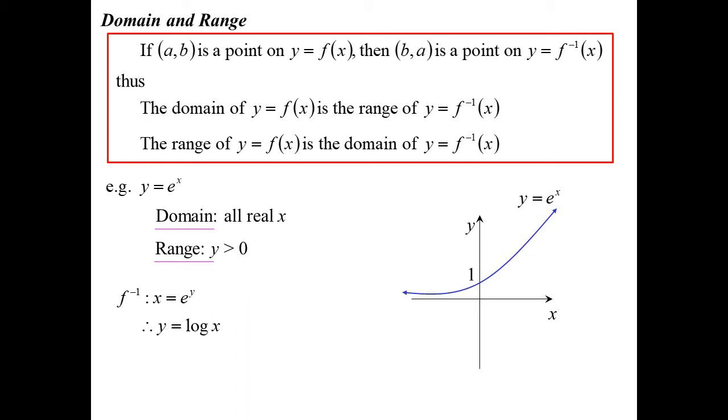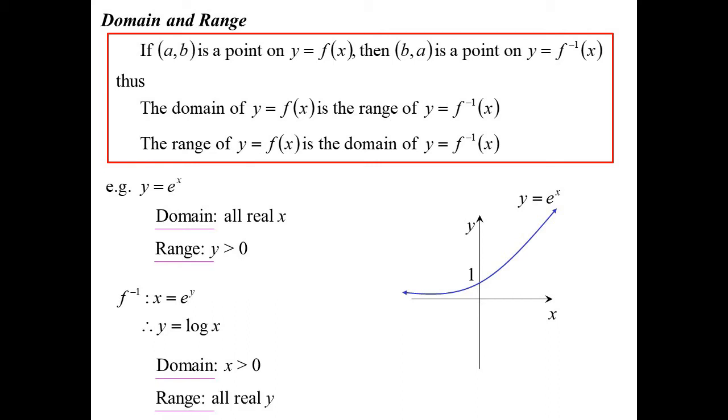Okay, now I'm finding the inverse. I swap the x and the y's around, and to undo exponentials we log both sides, so we end up with y equals the log of x. So the domain of the inverse, log x, is x is greater than 0, because the range of the original one was y is greater than 0. And the range should end up being all real y.